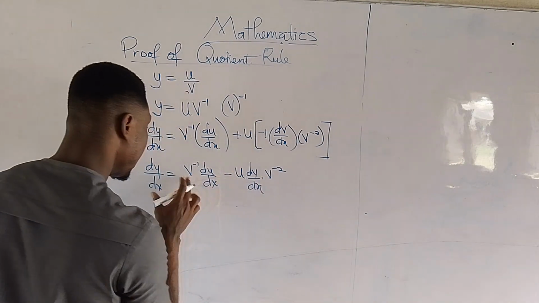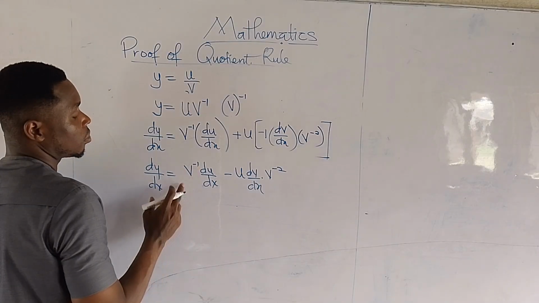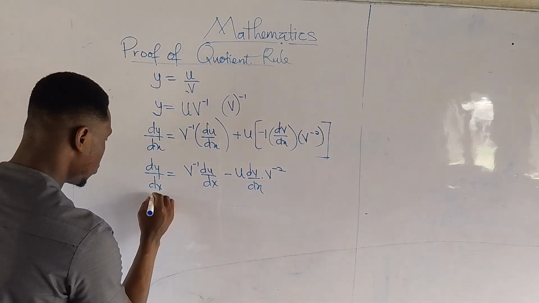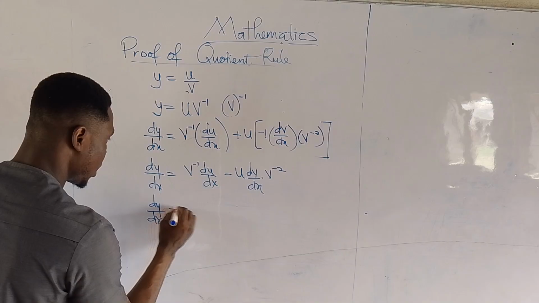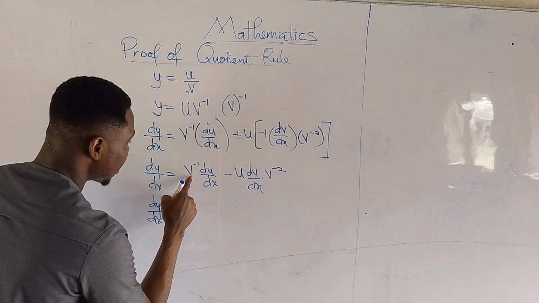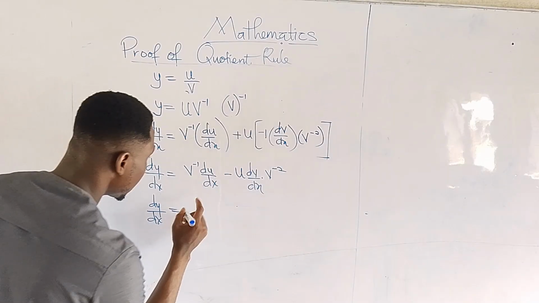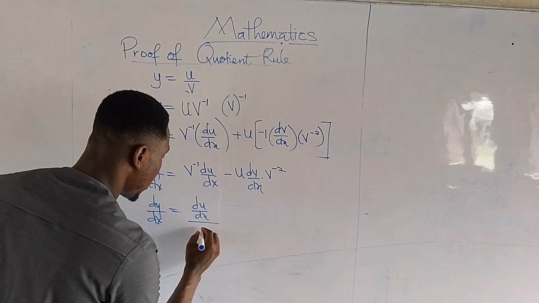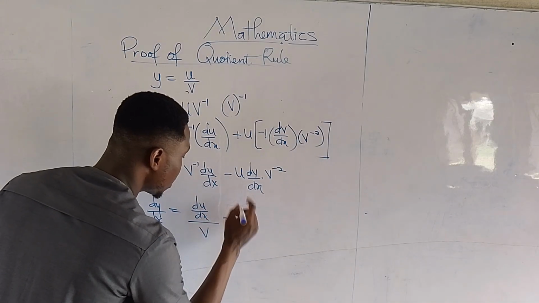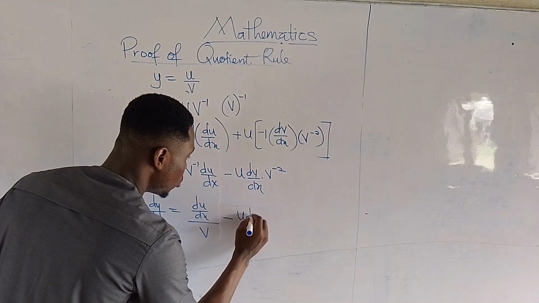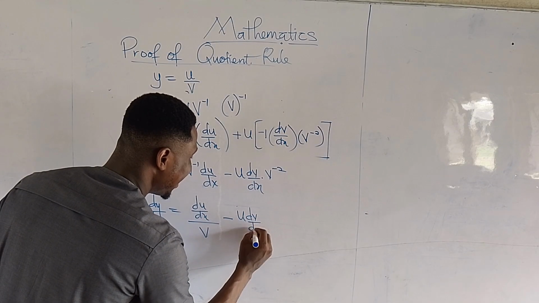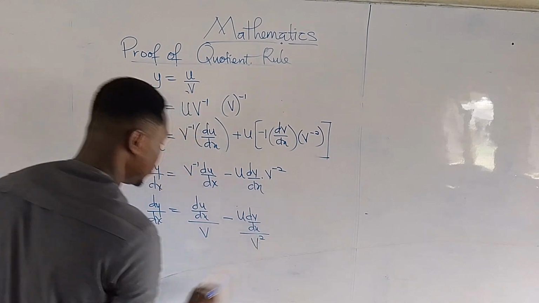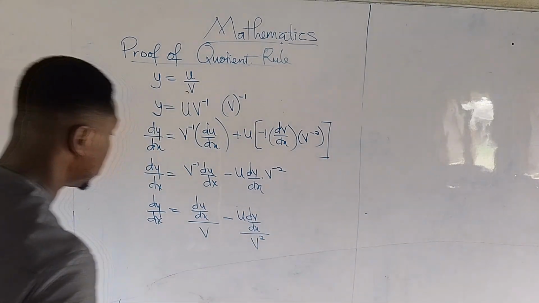We can rewrite v exponent negative 1 and v exponent negative 2. What are we going to get? So we have our dy over dx is the same as what? This can be written as du over dx all over v. And this can be written as u dv over dx all over v squared. I hope you are following.